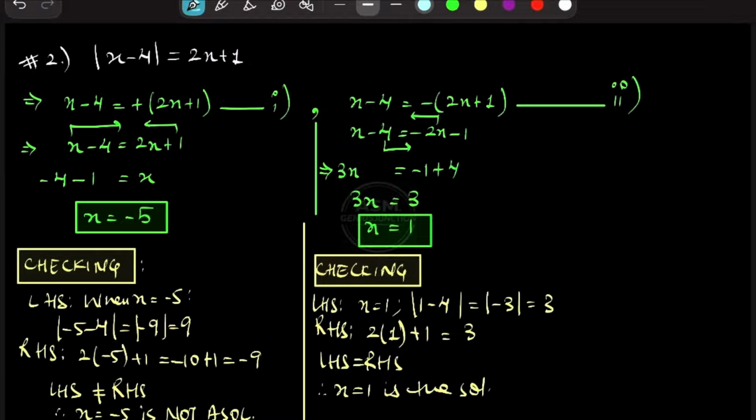So the final conclusion will be, I will write, therefore x equals 1 is the solution.